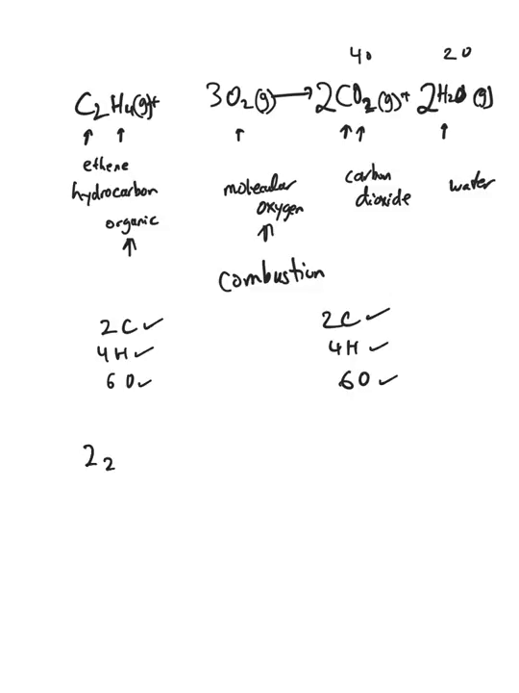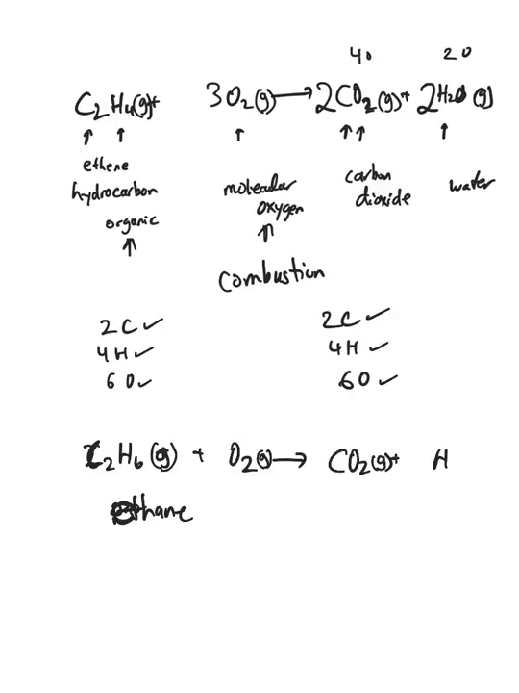Let's take C2H6. That's a gas, and it's called ethane. Just 2 carbons, ethane, plus oxygen. Reacts to make what? We've got a hydrocarbon, burning it with oxygen to make carbon dioxide and water.